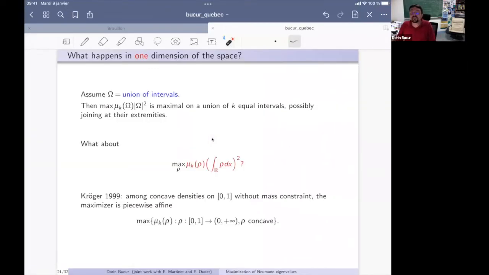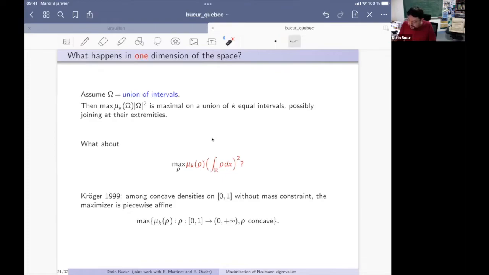But what we can do, and we did, is look at what happens in one dimension of space. Well, in one dimension, the shape optimization is trivial because omega, an open set, is a union of intervals, and then mu k of a union of intervals, you just look at what the values are, and you can prove immediately that the maximizer is a union of k equal intervals of mass m over k, possibly joining at their extremities. That's trivial. Okay, so no difficulty.